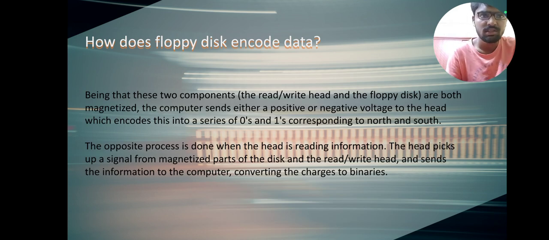Since these two components are both magnetized, the computer sends either a positive or negative voltage to the head, which codes this into a series of zeros and ones corresponding to north and south. The opposite process is done when the head is reading information. The head picks up a signal from the magnetized part of the disk and sends the information to the computer, converting the charges into binaries.